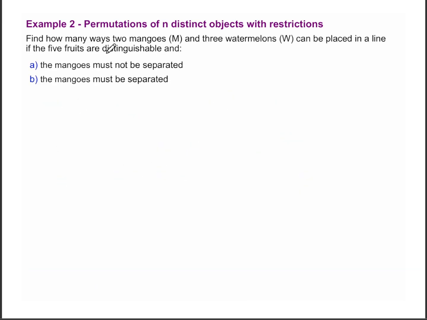Next, we're told to find how many ways that 2 mangoes and 3 watermelons can be placed in a line if the 5 fruits are distinguishable.